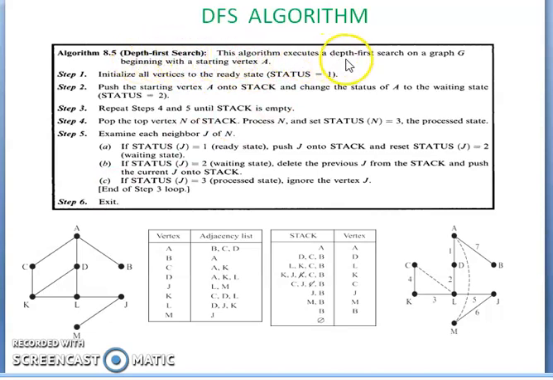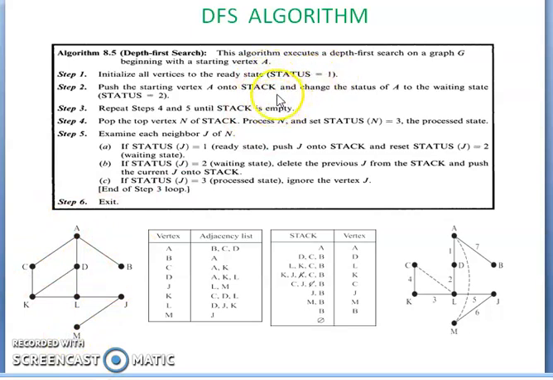This algorithm executes a depth first search on a graph G, beginning with a starting vertex A. This is the graph, and this is the adjacency list. Now initialize all vertices to the ready state. So all vertices from A to M are in the ready state. The status is nothing but 1.